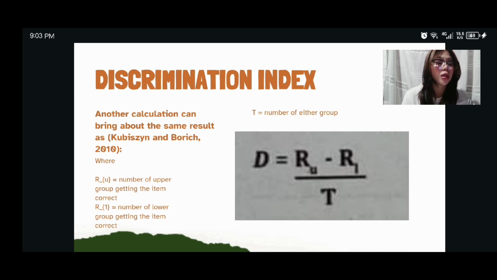The previous formula calculated the proportions of correct answers within each group before subtracting. This formula subtracts the raw number of correct answers and then divides by the group size. This formula is suitable when you divide your students into two equal size groups, the high scoring and the low scoring group, and want a quick estimate of the discrimination index. If your groups have different sizes, it's better to use the previous formula, D equals RU over TU minus RI over TI.